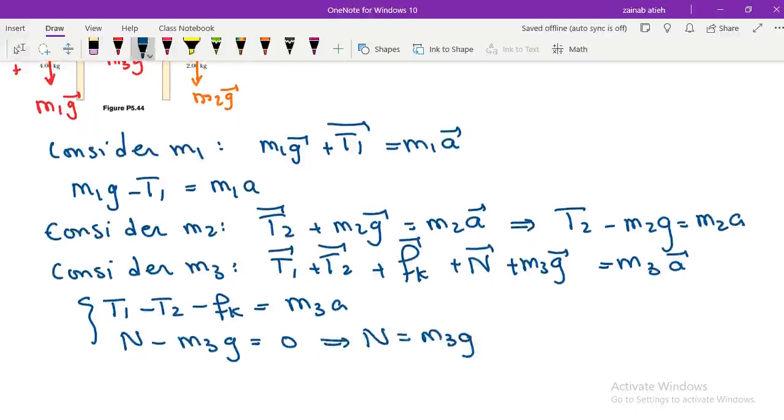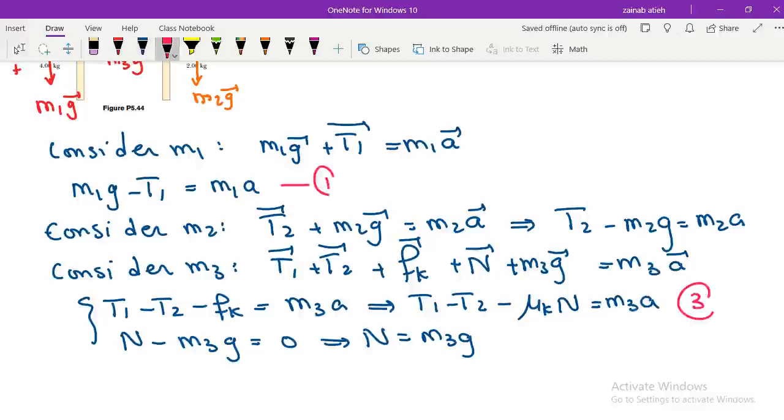I will take this equation and substitute the FK in it. So T1 minus T2 minus mu Kn equals M3A. I will call it equation 3. I will call this one equation 1 and this one equation 2. So I will take equation 3 and work on it below.